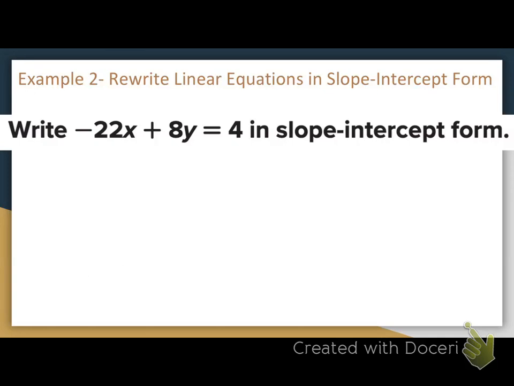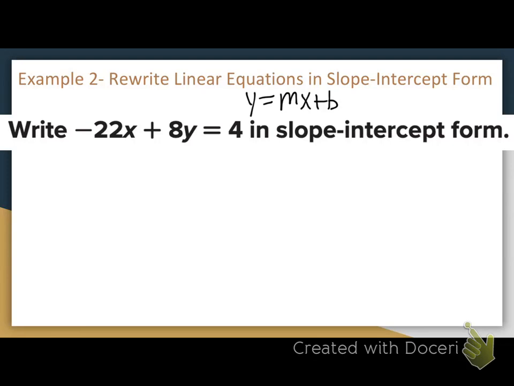Example 2. Write negative 22x plus 8y equals 4 in slope-intercept form. Once again, what is slope-intercept form? Y equals mx plus b. What variable is by itself in slope-intercept form? Y. It's solved for y, right? So here, it doesn't give me, hey, the slope is this, the y-intercept is this, plug in, you got your equation. It already gives me an equation, right?